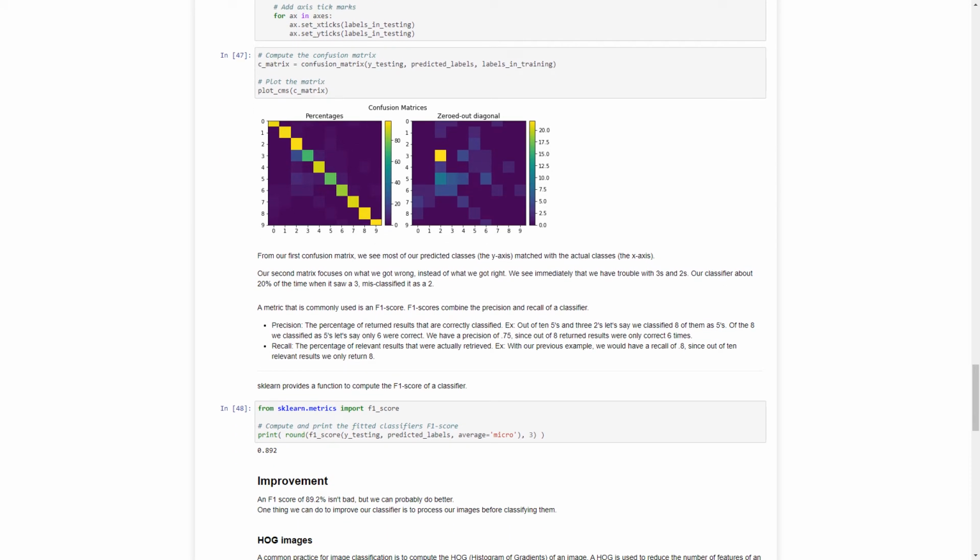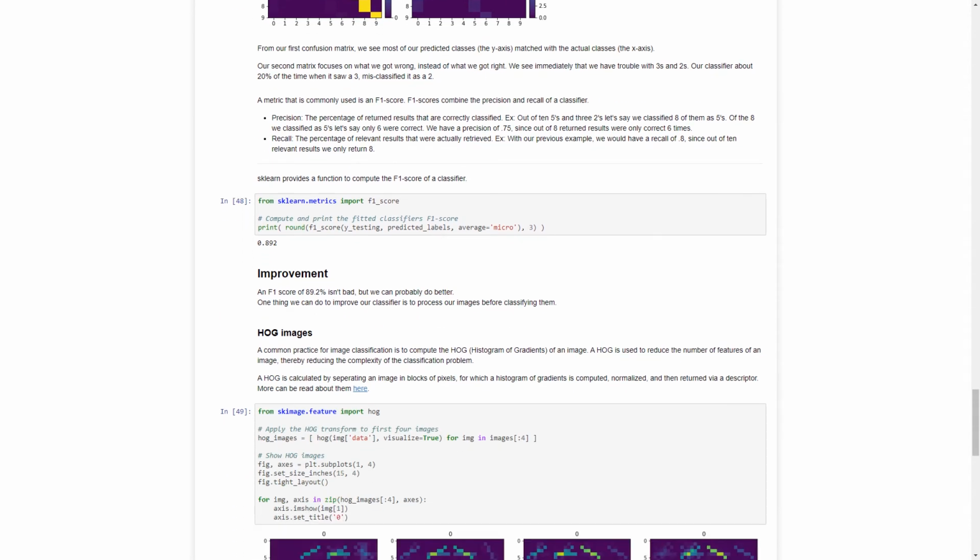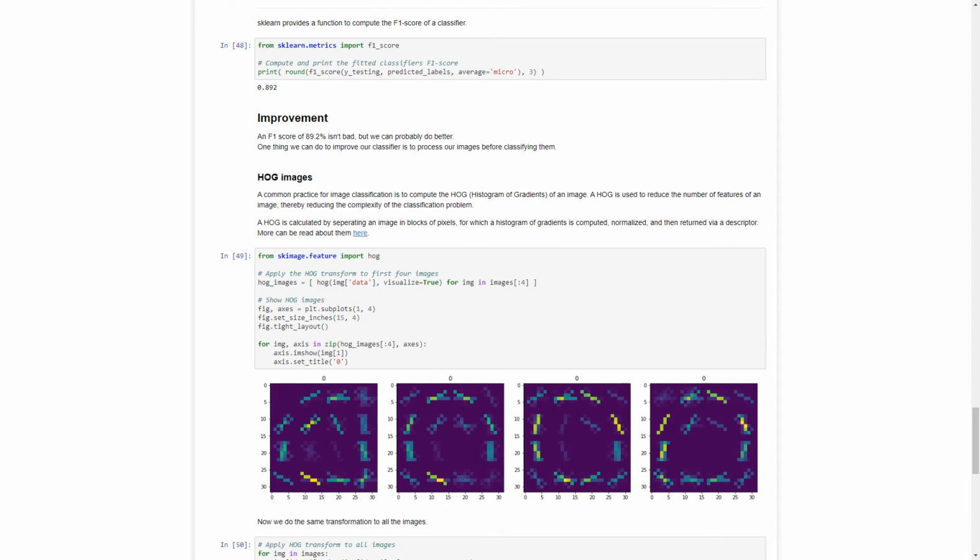Overall, though, we get an F-score of about 0.892, which is pretty all right for doing nothing special at all and just using out-of-the-box functions. It's not great though. So how can we improve this? Well, one thing we didn't do at all was pre-process our images, which is generally pretty important for an image classifier. So one thing we can do is what's called a HOG transformation.